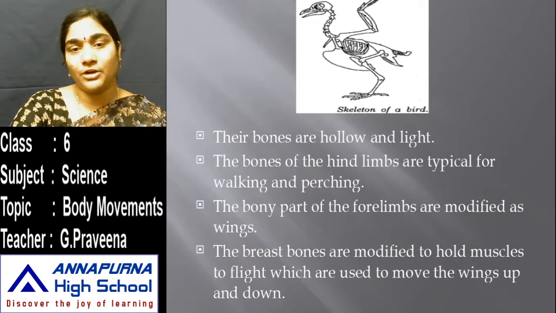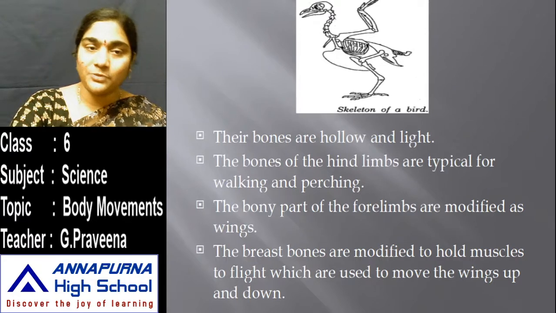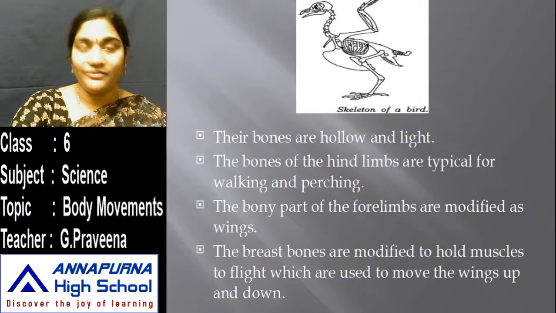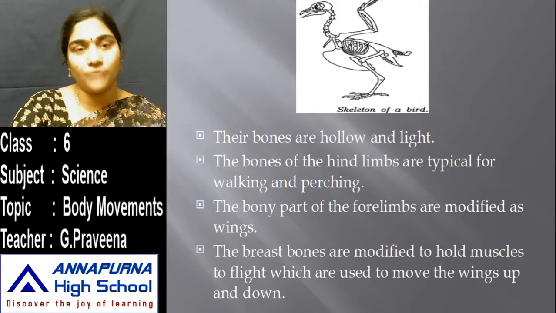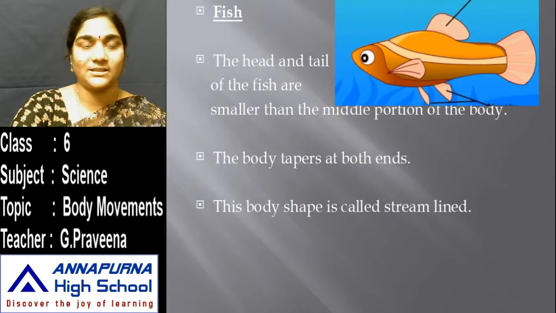The bony part of the forelimbs is modified as wings, whereas the breast bones are modified to hold muscles for flight. These muscles are used to move the wings up and down. So these birds possess bones, and the muscles are attached to the bones, where the forelimbs are modified to wings and the hind limbs are used for walking and perching. So it is with the help of these wings that birds can fly. This is how the gait of animals takes place.